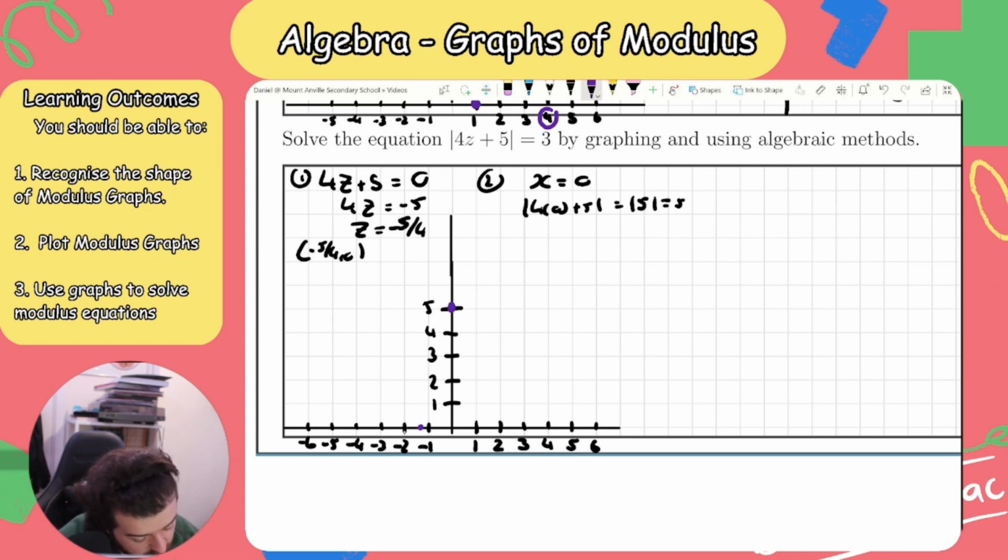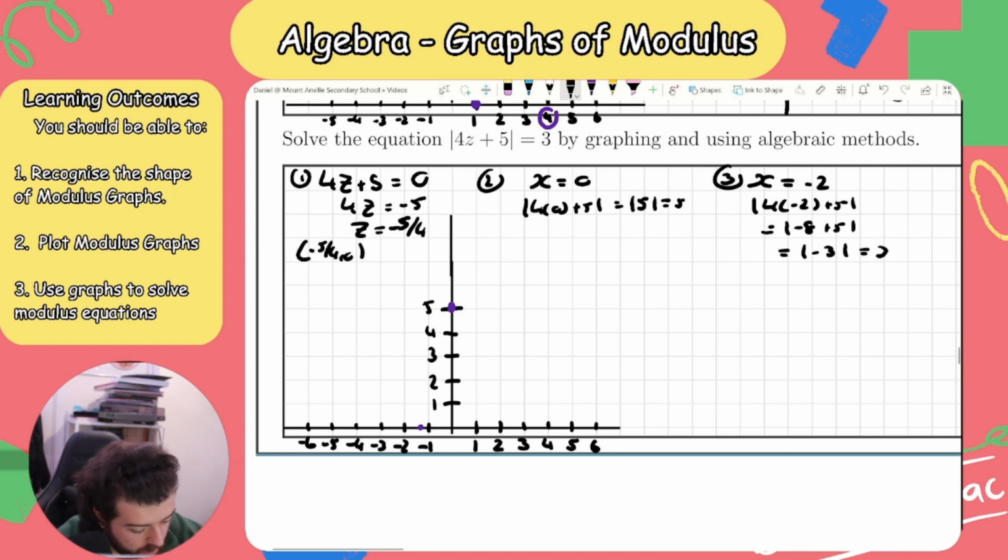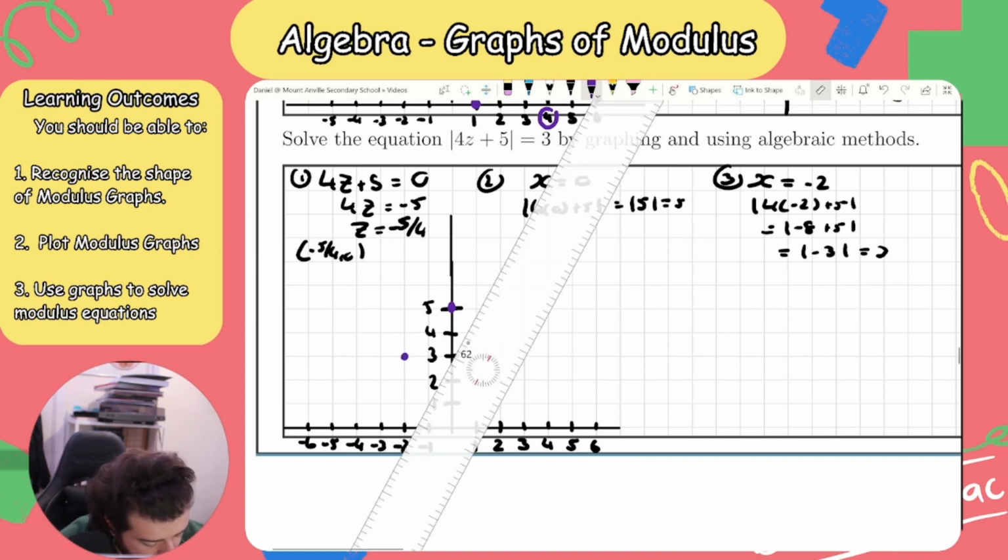I'm going to choose minus 2. X equals minus 2. 4 times minus 2 plus 5 is going to be equal to the modulus of minus 8 plus 5, which is the modulus of minus 3, which is 3. Oops, spoiler alert. I accidentally discovered one of my answers, but we'll leave it. Right, so connect these up.